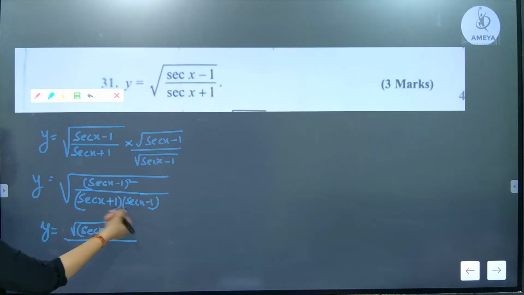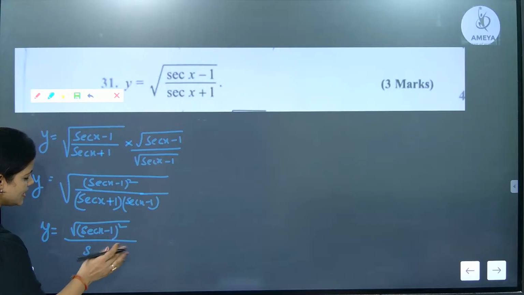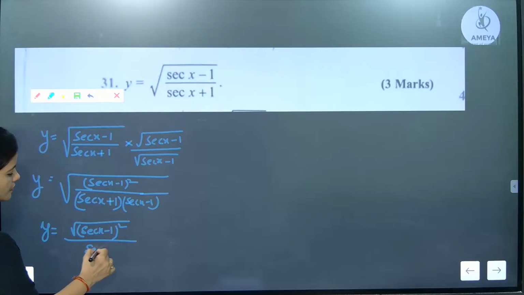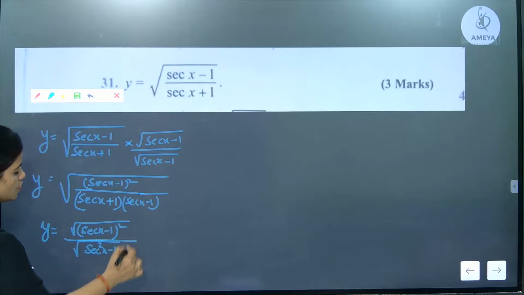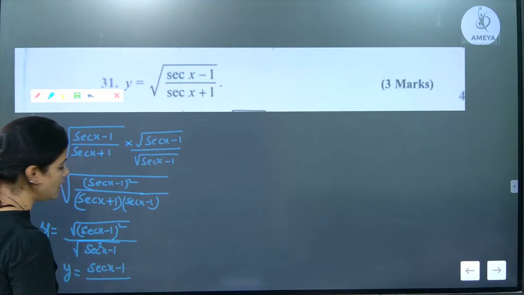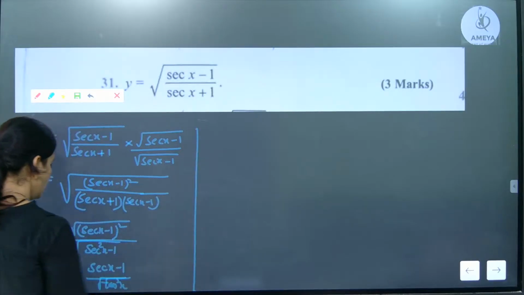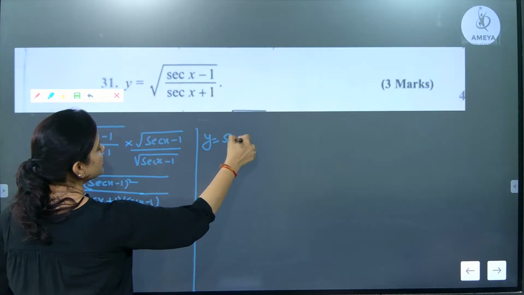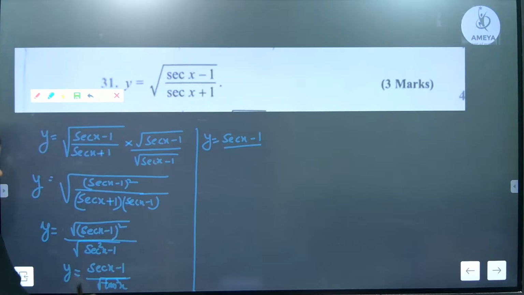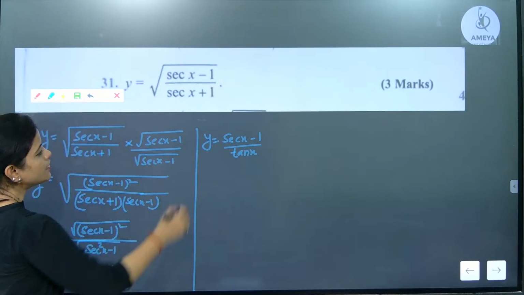In the denominator, a plus b into a minus b is a square minus b square. So it will become secant square x minus 1, under root. So y is equal to secant x minus 1 by root under secant square x minus 1, which will become what? Tan square x under root. So here y will be equal to secant x minus 1 by root under tan square x, which will become tan x. Okay. Now we need to solve it.